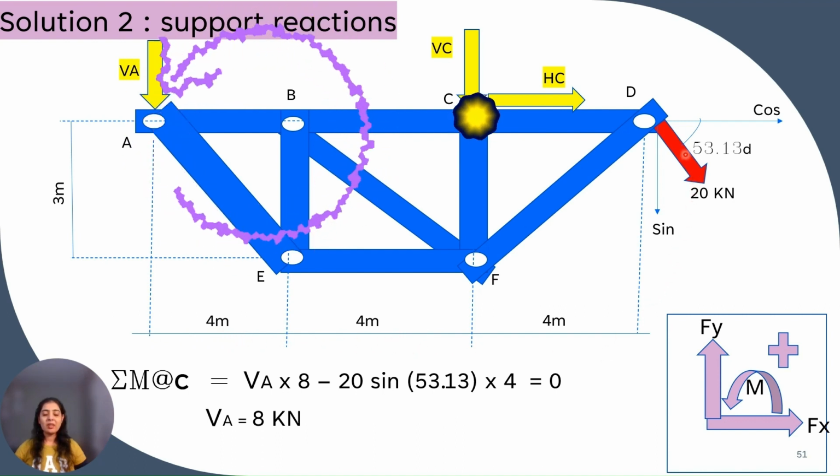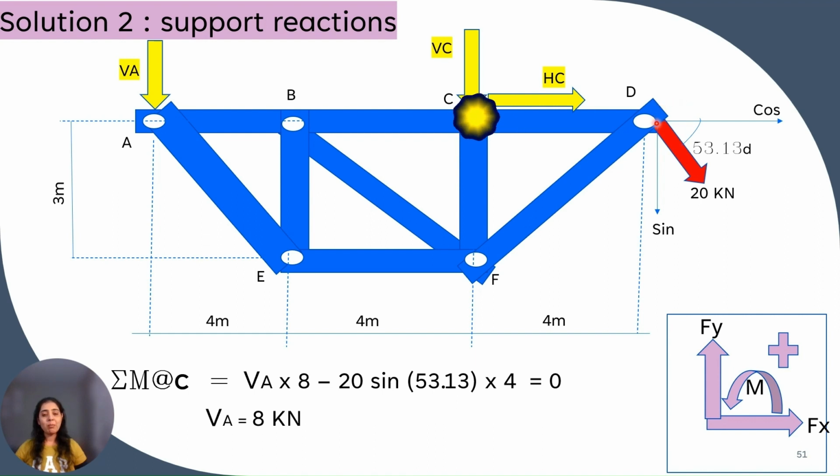And now this inclined force is making an angle of 53.13 degrees with the horizontal axis. So this horizontal component will be the cos component, and the vertical component, that is the remaining component, will be the sine component. This horizontal component will pass through joint C, so it will produce 0 moment.